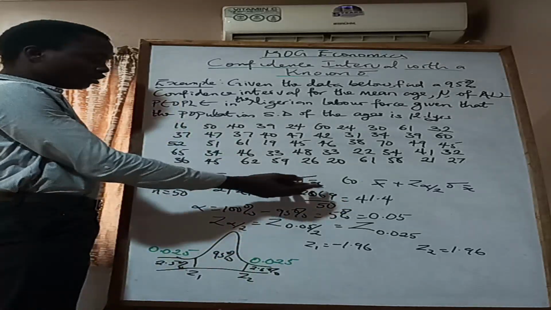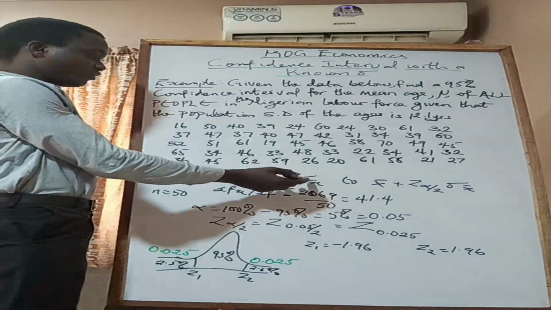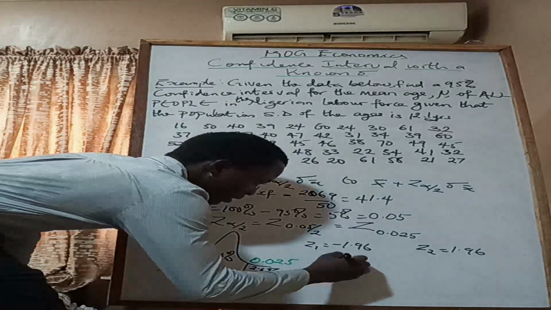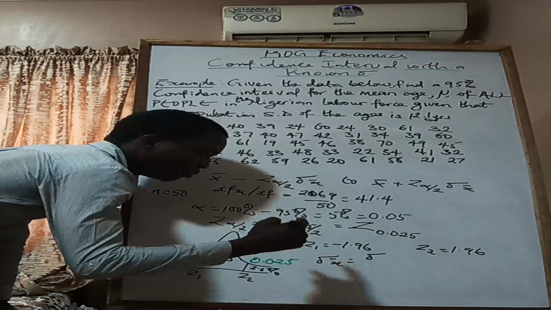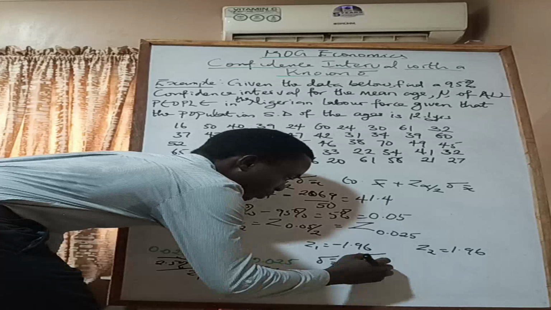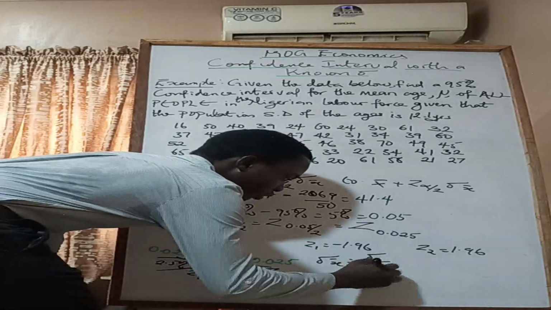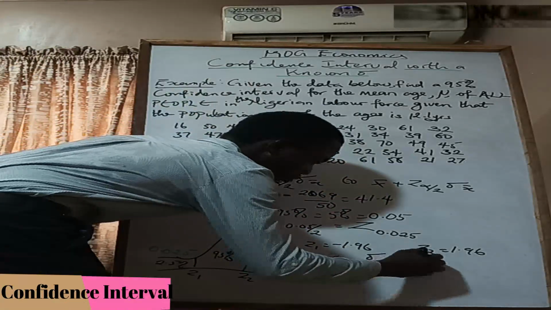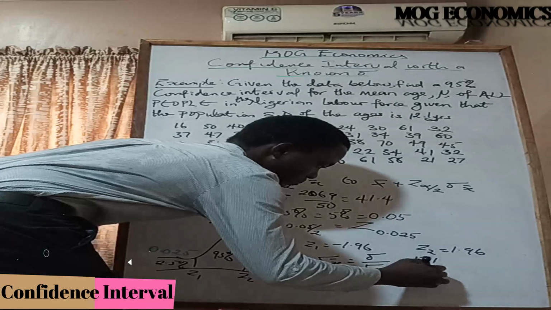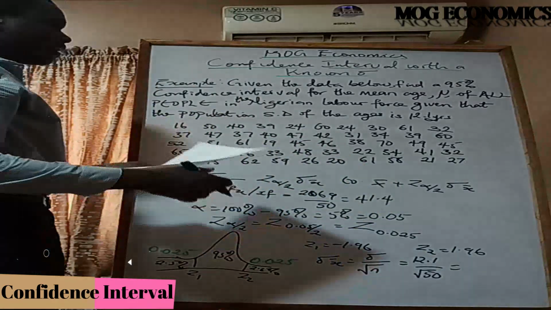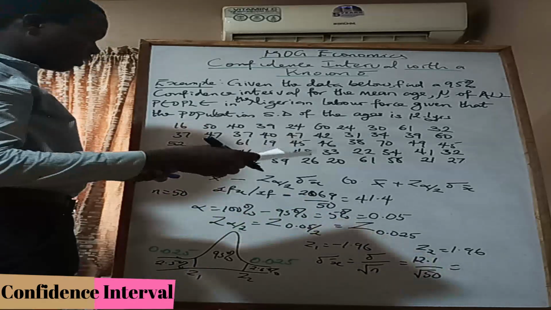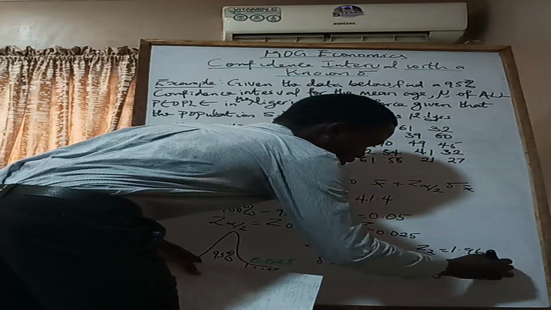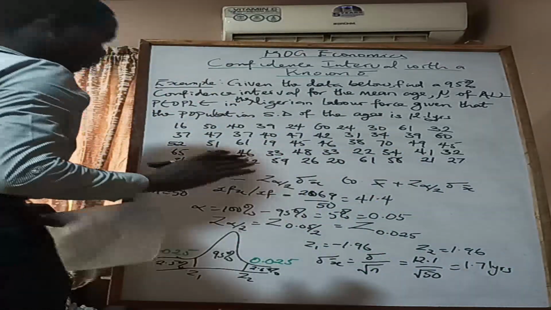Then the standard deviation of the sample mean. How do we get the standard deviation of the sample mean? Recall that the standard deviation of the sample mean is the standard deviation of the population divided by the square root of the number of observations. So that's where this guy comes in. We were given a standard deviation of 12.1 divided by root 50. Root 50 is 7.07, so this is going to give us 1.71 years. Okay, so I think we have all of the things that we need.